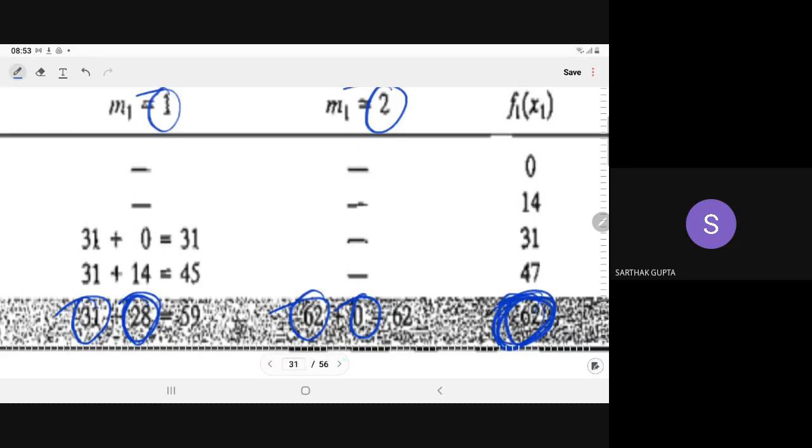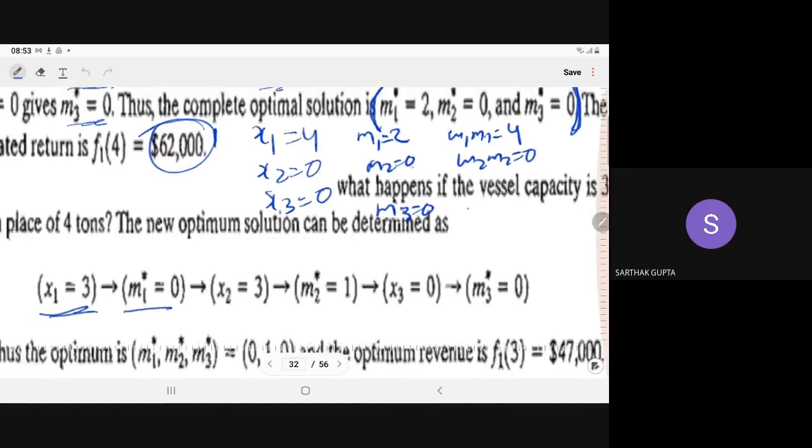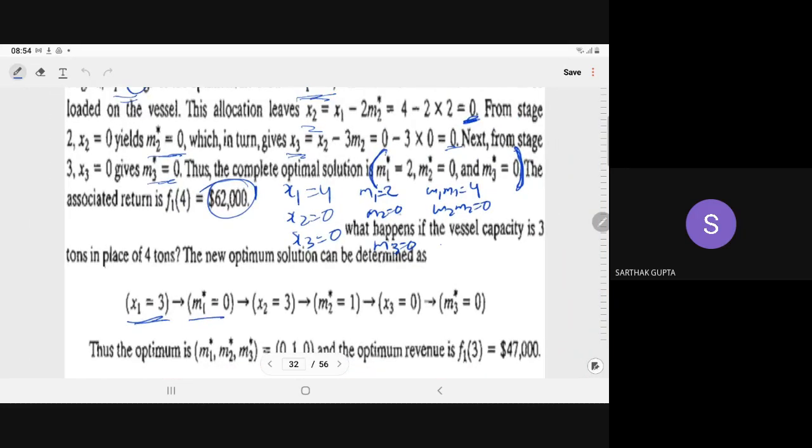is $62,000, right? $62,000. So here you will get $62,000. So that is the allocation: two items of type 1, 0 items of type 2, 0 items of type 3. So that total revenue you will get is 62.